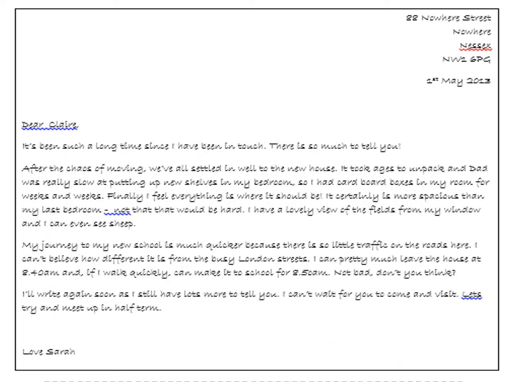Here's an example then of a badly written letter. You can see an address at the top. Dear Claire, it's been such a long time since I've been in touch. There's so much to tell you. The first paragraph is really short. The second paragraph equally, maybe 3 sentences. There's some good structural notes there. But you can see this is a bad example, round about a grade 3, if you were writing something like this in the actual test. Having said that, it clearly is written in the style of a letter, not a newspaper report or speech.